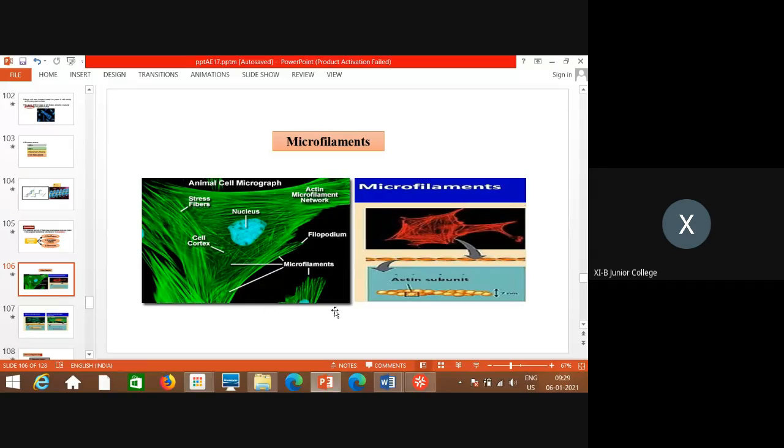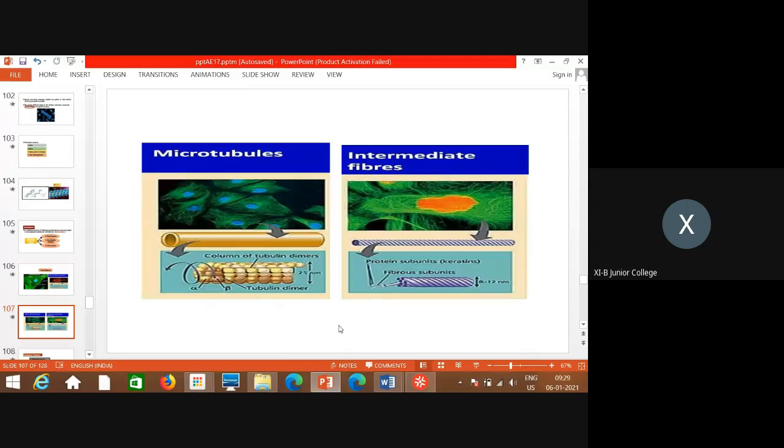Microfilaments are made up of a specific type of protein called actin. Actin is a protein. Microtubules are made up of tubular proteins called tubulin. So tubulin is the protein; microtubules are made up of tubulin, giving the tubular structure, tubular form. And intermediate filaments are made up of different types of protein subunits like keratins. So these are fibrous subunits.